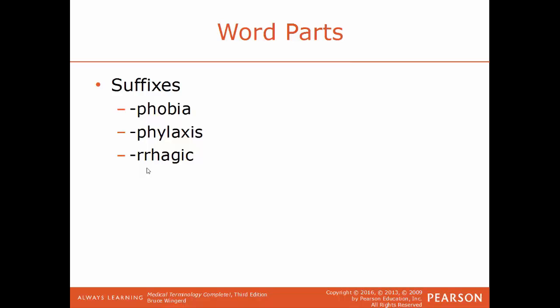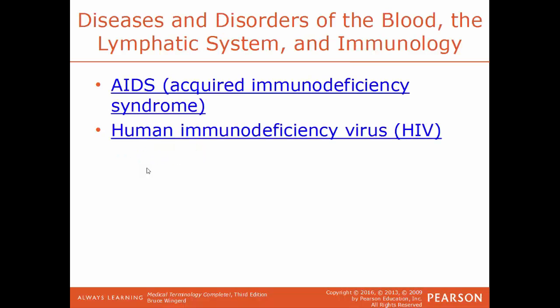And the third one on here, uragic, means bursting forth of blood or pertaining to the bursting forth of blood. If someone is hemorrhagic, they have the condition of having a hemorrhage, which is the bursting forth of blood. Now I'll talk about some specific diseases of the blood, of the lymphatic system, of the immune system.